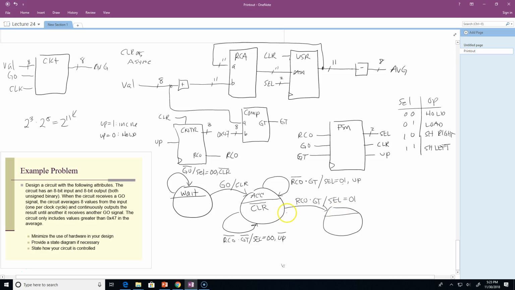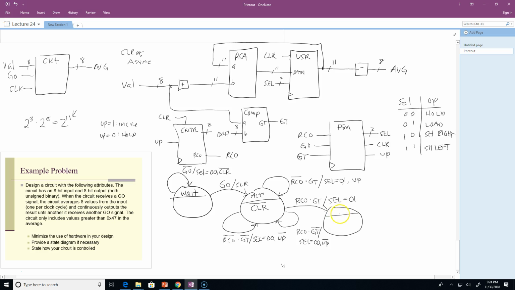The final transition here, I'll put a note down here. It's when RCO is on, but GT doesn't get added, or the input value is not greater than 47. So I stay in this state, and by all means, it's another hold. I'll put a slash there, 0, 0, and I'm not counting up. So there it is. There's my 4 arrows coming out of the state.